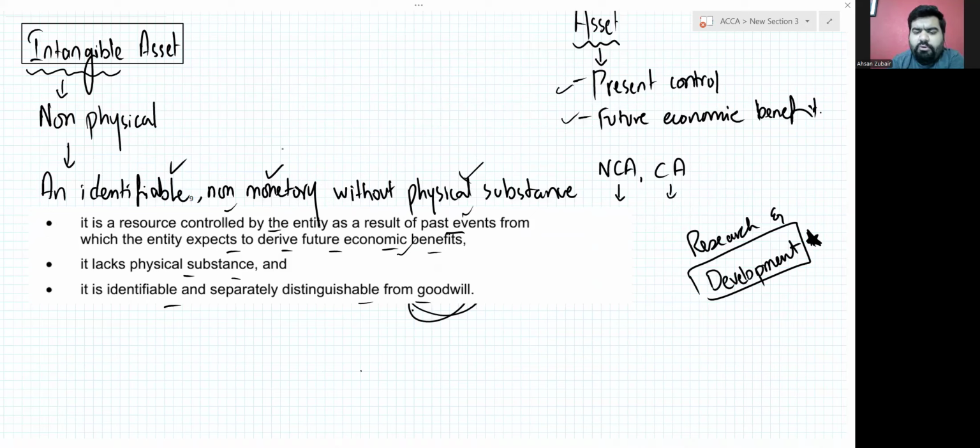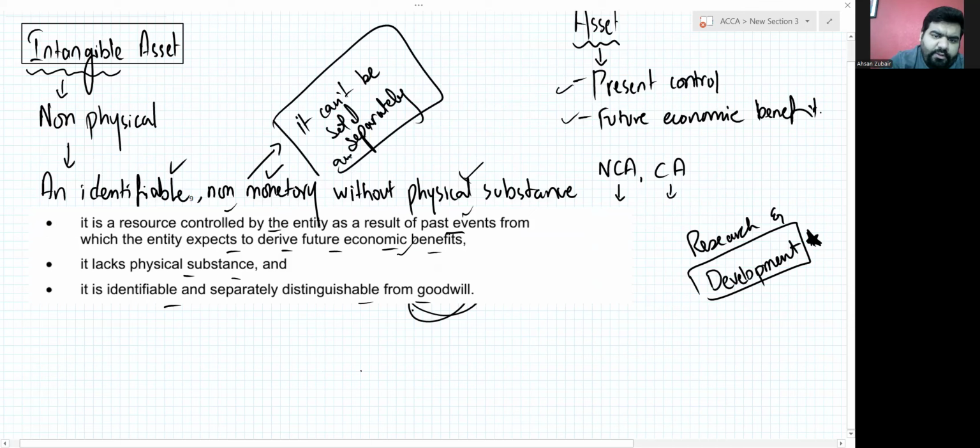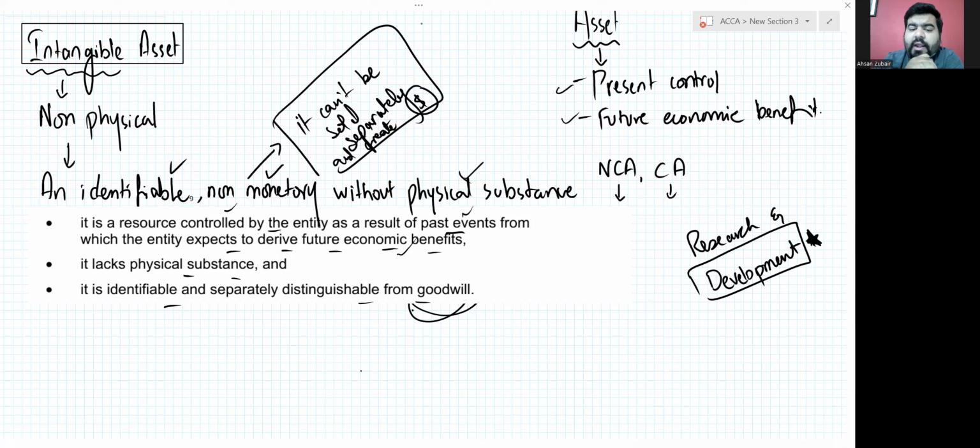And without physical substance, you already understood. So I am writing here that non-monetary means the intangible asset can't be sold separately and create money. It can be sold as a part of the business, when we are selling the business, but it can't be sold separately and create money.